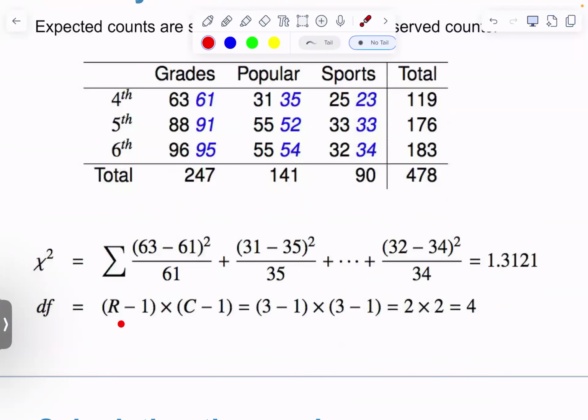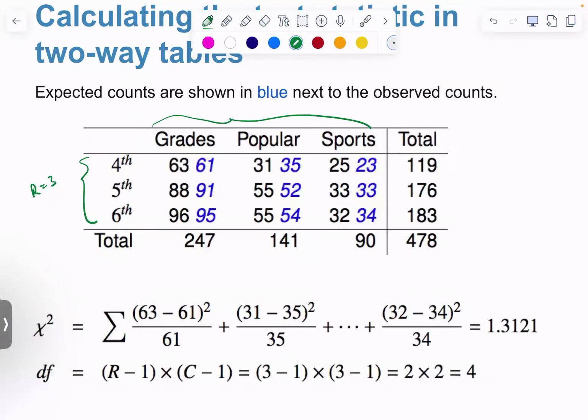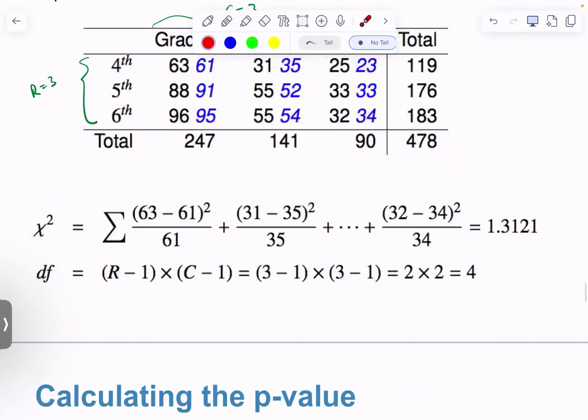Our degrees of freedom: we have 3 rows, so R is 3, and we have 3 columns, so C is 3. 3 minus 1 times 3 minus 1 is 2 times 2, which is 4 degrees of freedom.